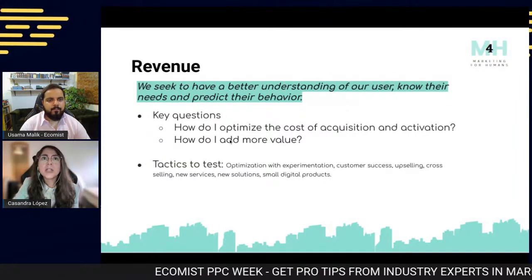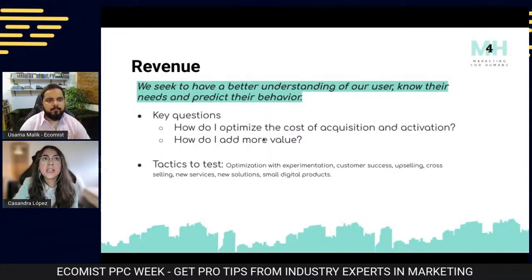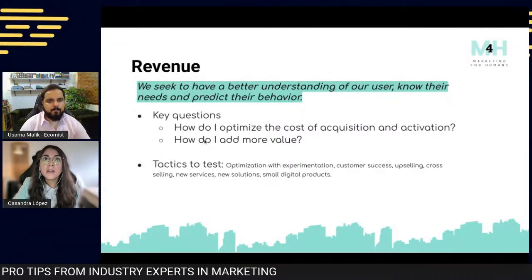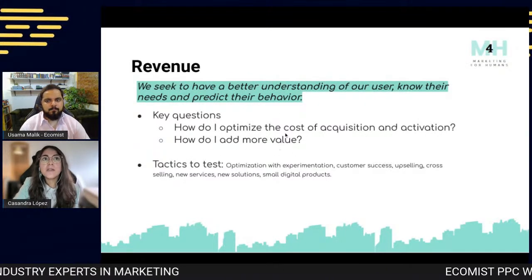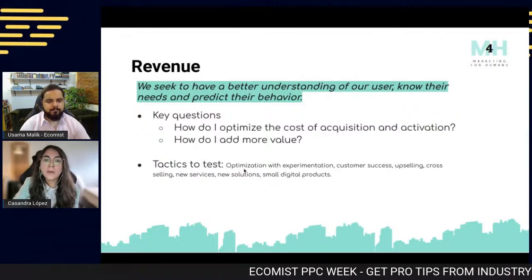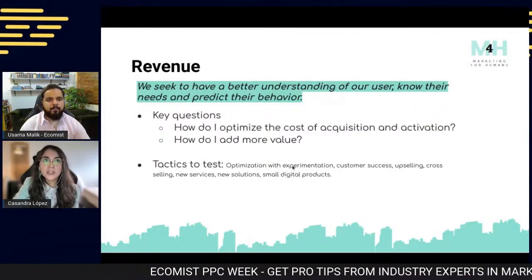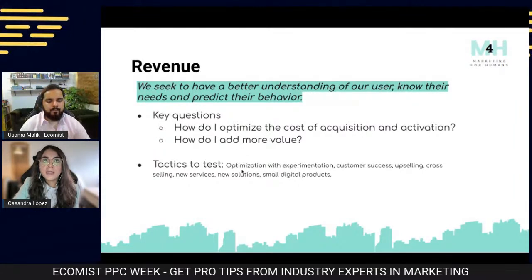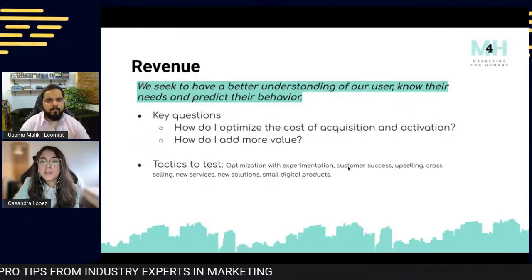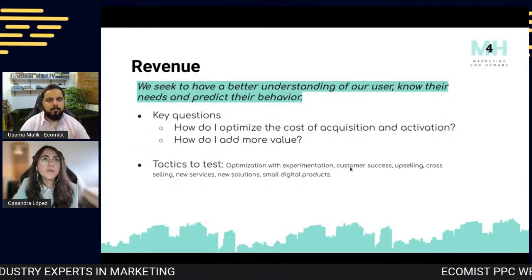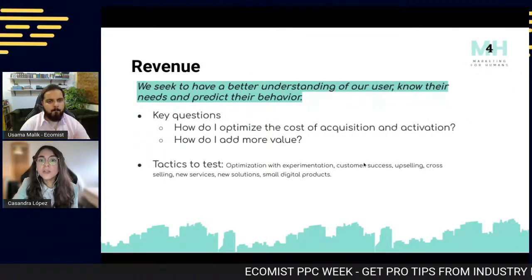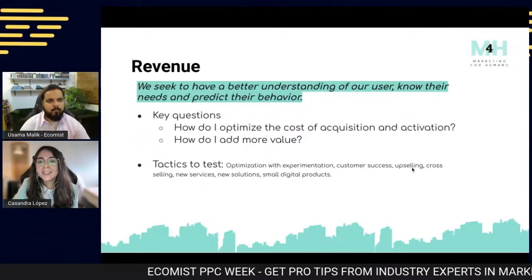Also, we can think about how can I add more value to this relationship. I know her. I know what she likes. I know what she doesn't. So how can I add more value so that she stays longer with me? And here some tactics will be optimization with experimentation. We have to optimize the channels before the revenue. Customer success strategies. Hey, Casandra, how are you feeling? Give me some feedback. What would you like? What don't you like about me? I want to listen to you to understand.